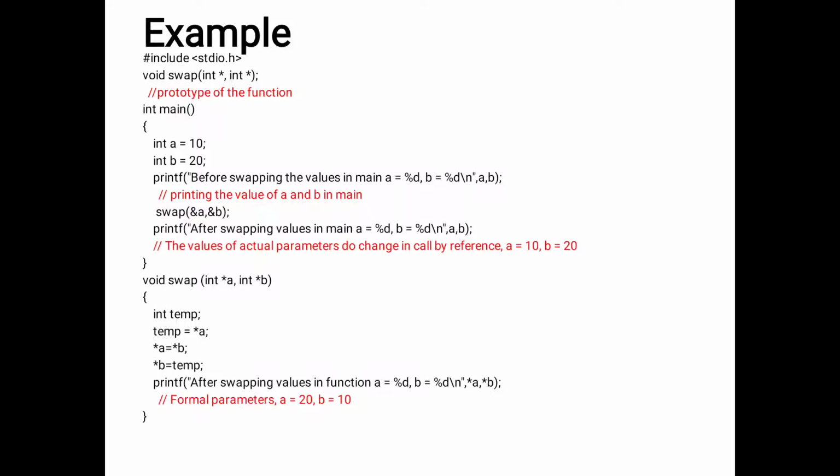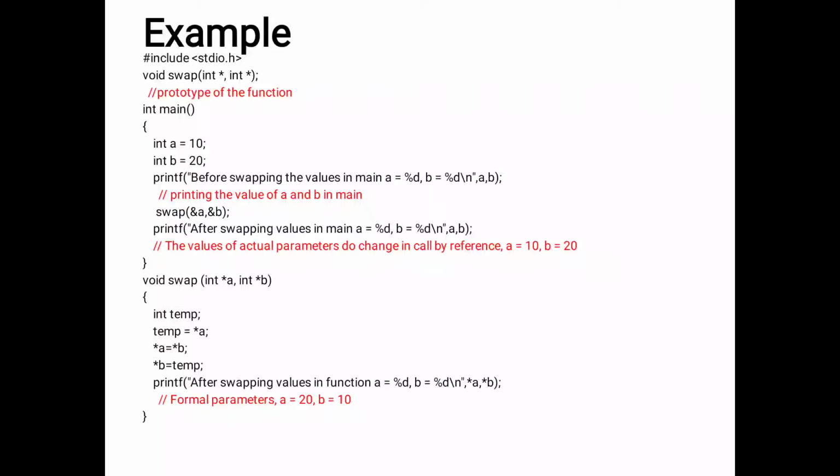So in the previous call by value there is no change. A as it is 10, b as it is 20. Here, since we swapped the address, in call by reference it does change. Call by reference does change the values. A is equal to 20 and b is equal to 10.